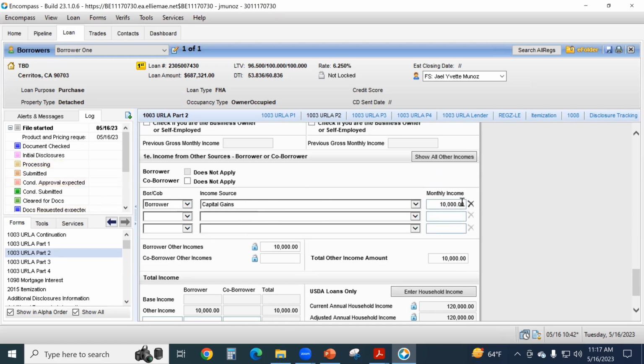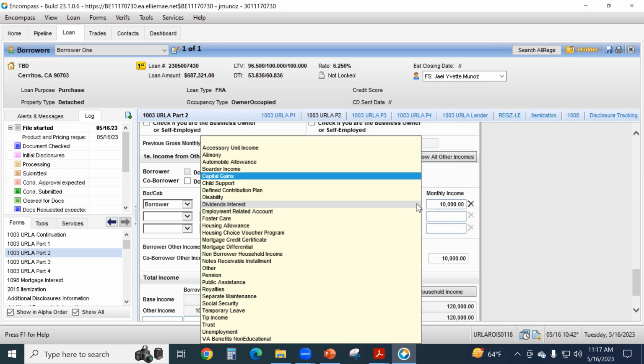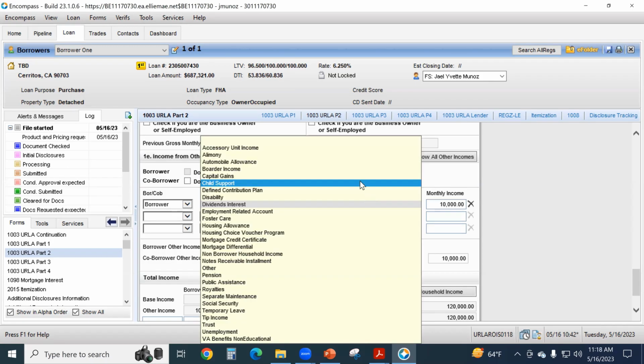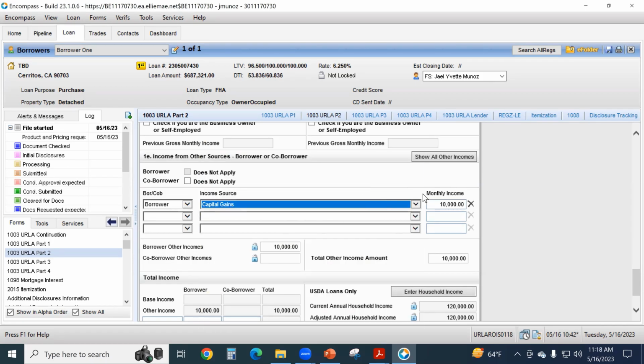Any additional income, depending on the type of it, you got to know there's going to be need of supporting information. In this sample, we had capital gains. Then, I encourage you, if it is conventional or if it's going government, to pop in.